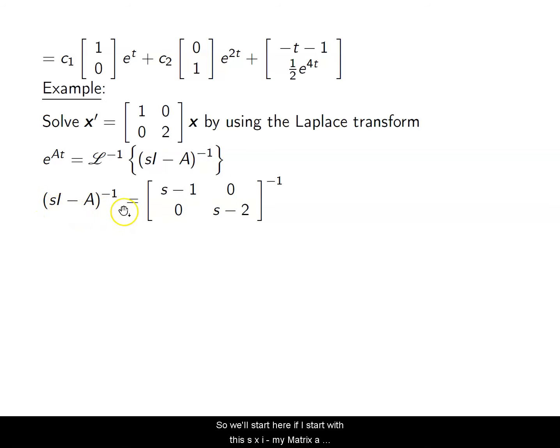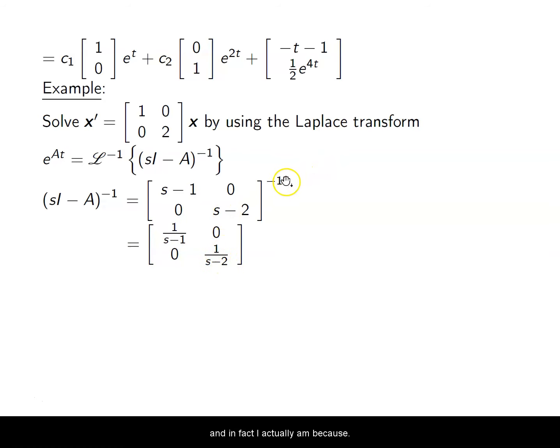If I start with this, s times I minus my matrix A, that will give me s minus 1, s minus 2. Finding the inverse there is just 1 over the determinant and then me switching this position. The determinant is s minus 1 times s minus 2, right? 1 over s minus 1 times s minus 2. And so me switching these positions and multiplying that across, the s minus 2 cancels in the first and the s minus 1 cancels in the second. So it really just looks like I'm flipping these over. And in fact, I actually am, because it's an identity matrix.